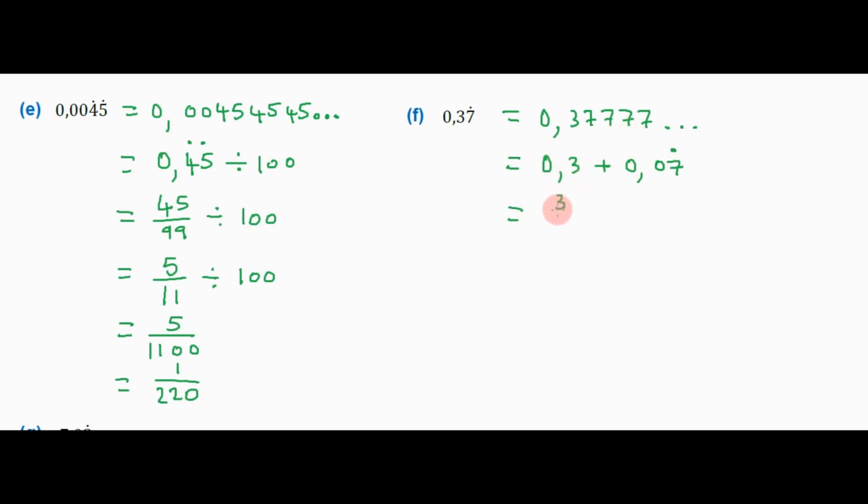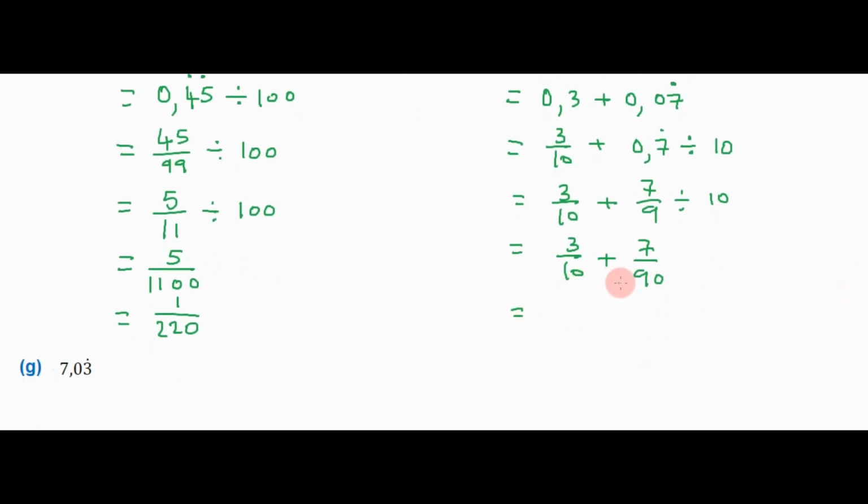0.3, of course, is 3 over 10. We want the digit here that's recurring to be directly behind the comma. So 0.7 recurring, then divided by 10. So it's 3 over 10. We now use the same method as before. This is going to be 7 over 9 divided by 10. So it's 3 over 10 plus 7 over 9 times 10, which is 90. So 7 over 90.